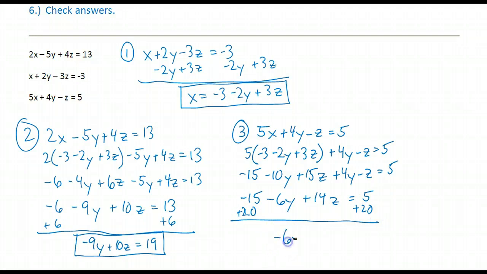So I'm left with negative 6y plus 14z equals, excuse me, there should be a 15. I was already doing the math in my head. Grand total of 20.